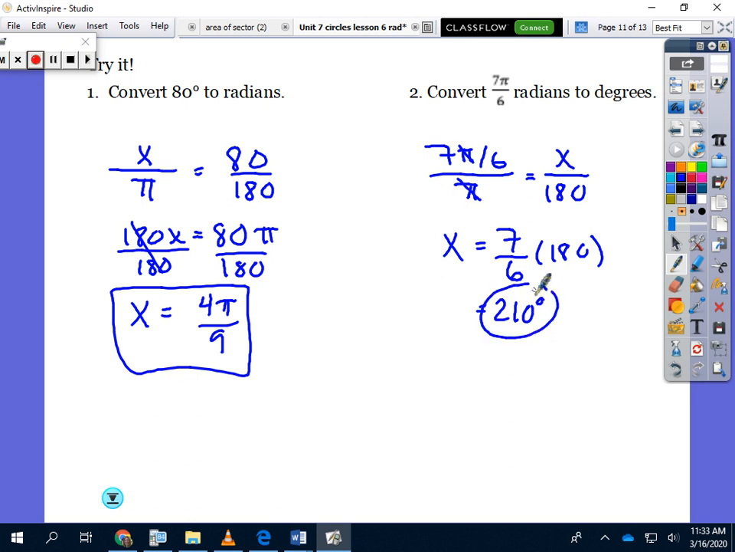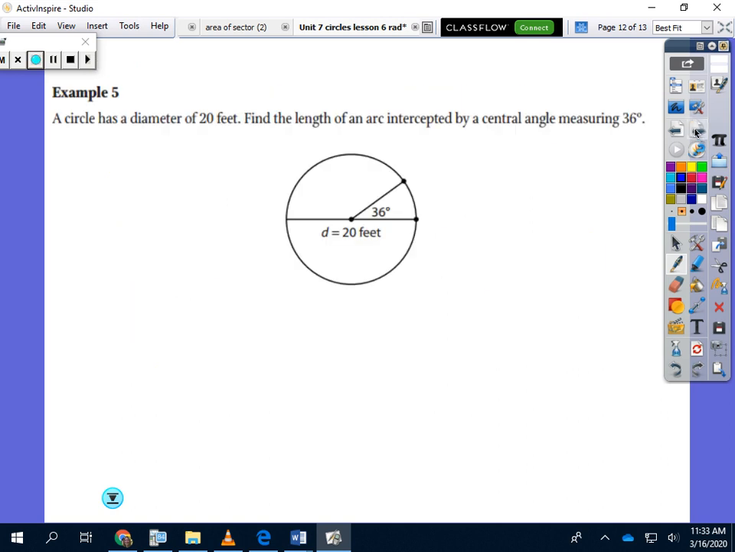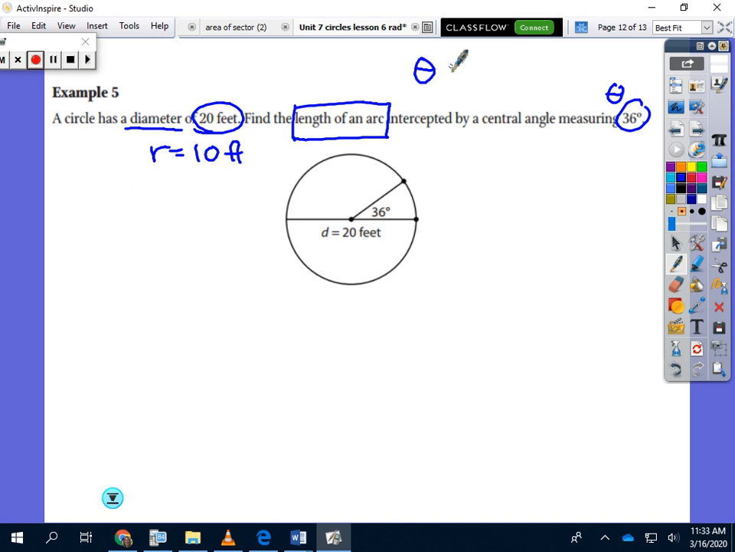Okay, we're almost finished. Now that you can convert, we're going to go back to that original formula we used, and we're going to solve a couple problems. So we've got a circle with a diameter of 20 feet, meaning the radius is half of that, or 10 feet. Find the length of an arc with a central angle, so theta is 36. So remember, the formula theta equals s over r requires us to have our angle in radians. So I can't use this 36 for my theta. So that's actually not theta.